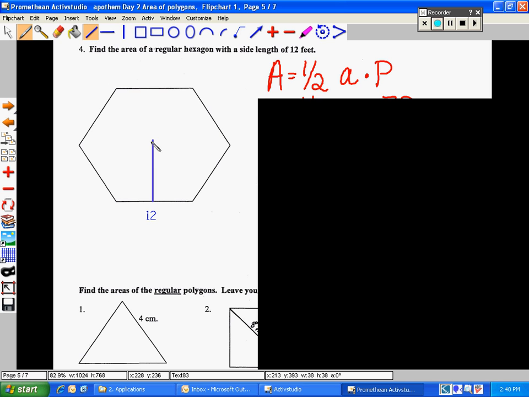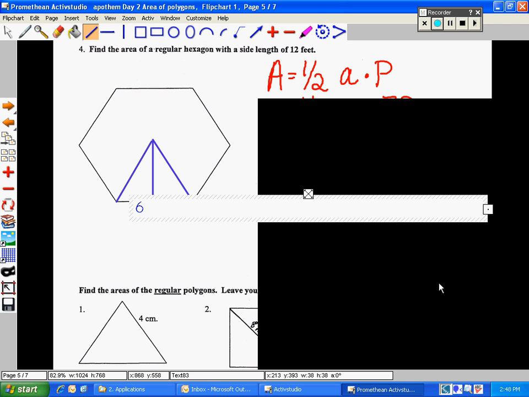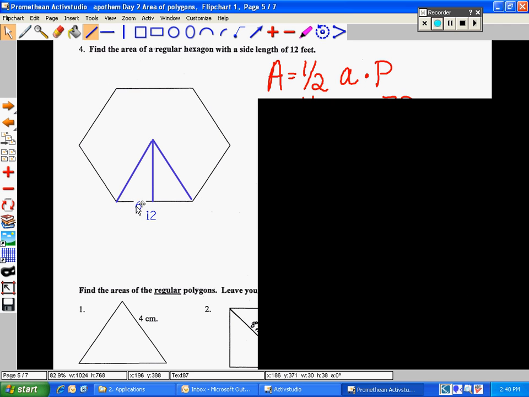And if I think about this picture, connect the center to each vertex. This creates an equilateral triangle with base 12. In an equilateral triangle, each angle is 60 degrees. That creates a 30, 60, 90 triangle over here. Well, if this is a 30, 60, 90 triangle and the whole base is 12, that means the short side of the 30, 60, 90 triangle is 6. So this side is 6.